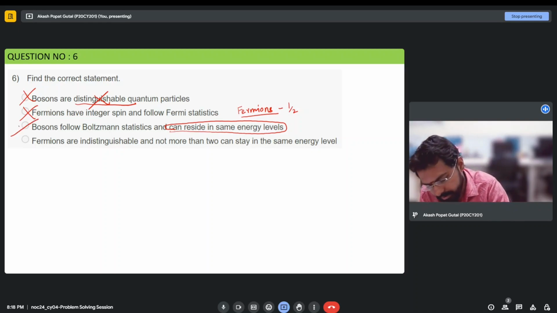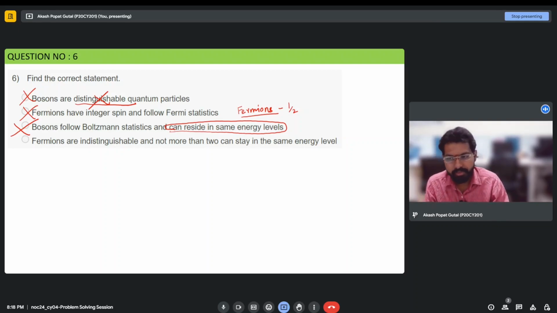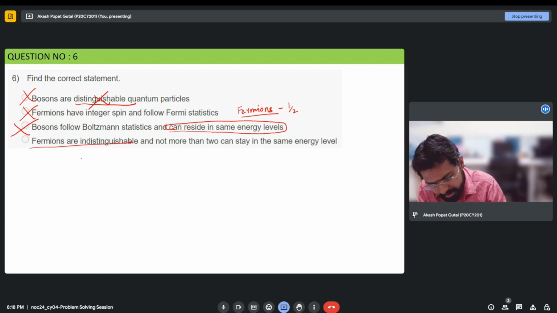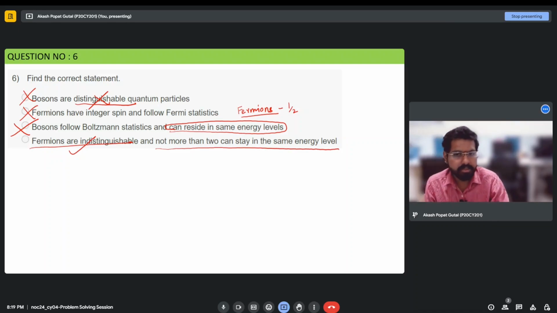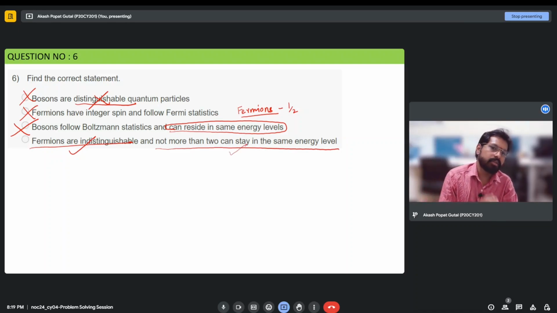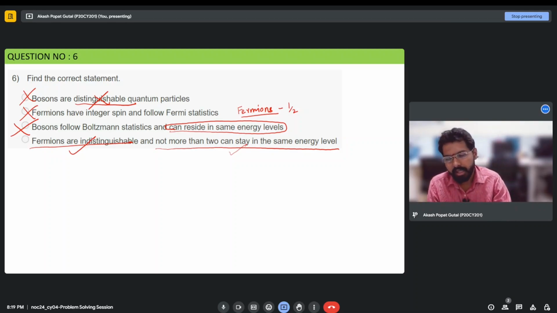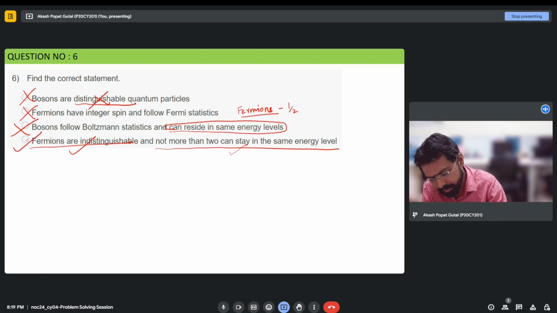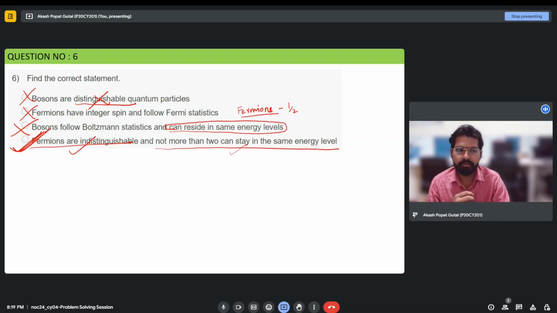So that is wrong. Fermions are indistinguishable and not more than two can stay in the same energy level. It's true that fermions are indistinguishable, and it's also true that not more than two can stay in the same energy level, because at the same energy level they will have opposite spins, one half and minus half, and only two can stay there. So this is the correct statement. The answer should be option number four.